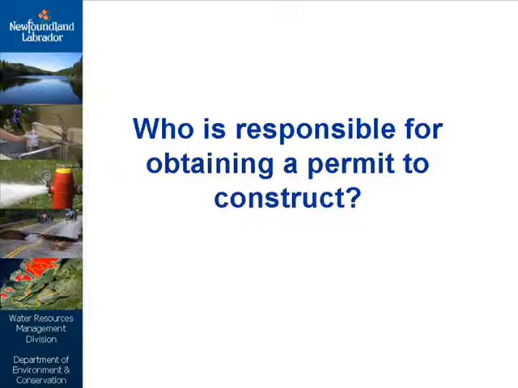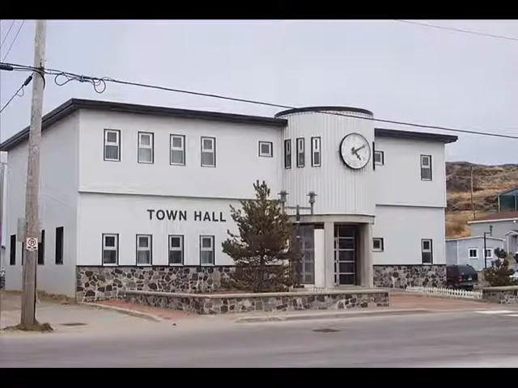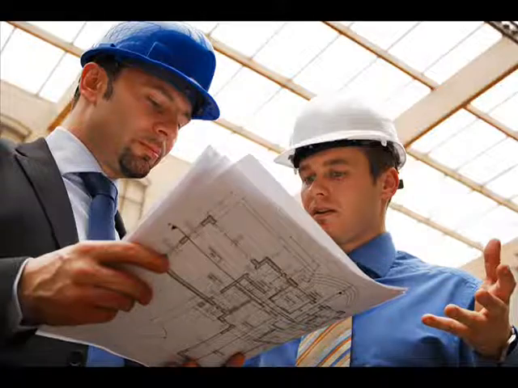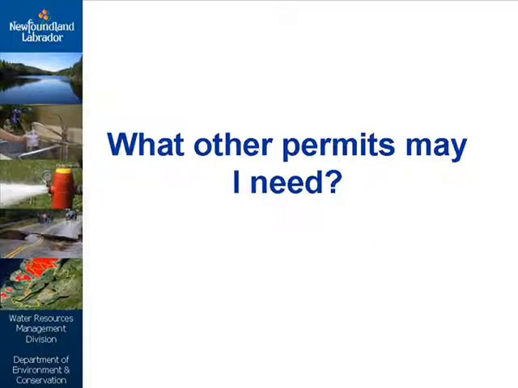Who is responsible for obtaining a permit to construct? Responsibility for obtaining a permit to construct lies with the owners of the proposed water or wastewater works or the representative of the owner, as in the case where there is a client-engineer agreement in place. What other permits may I need?